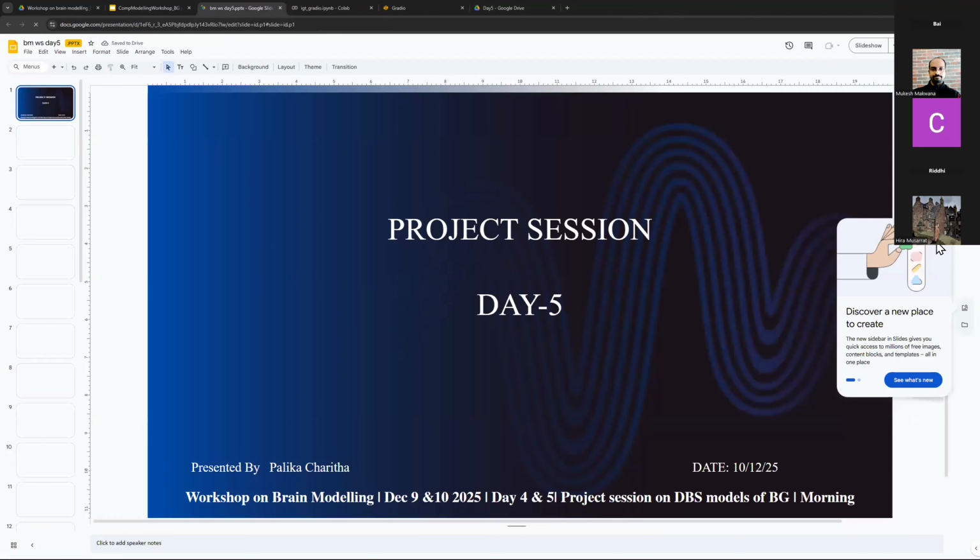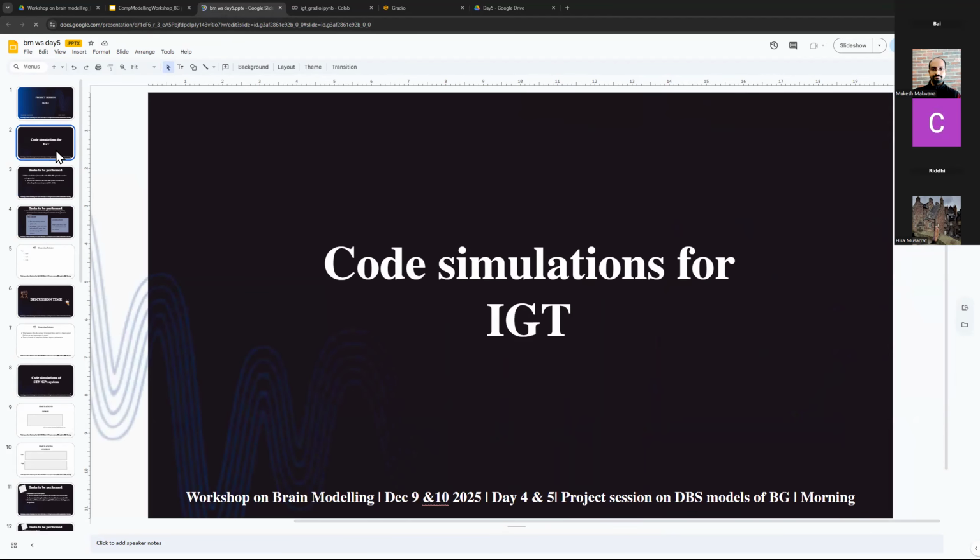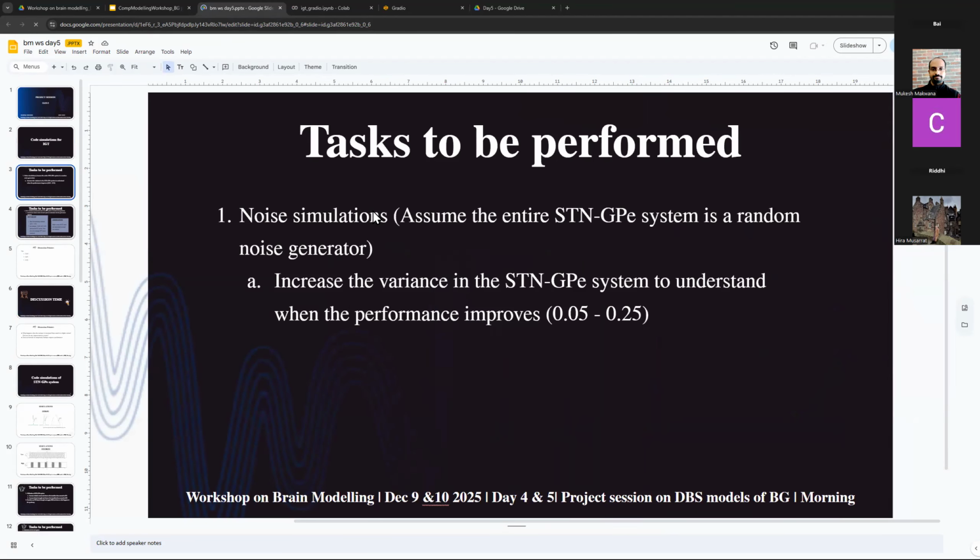Can you go to slide 5? What we will do is run it for different variances like 0.01, 0.05 and so on. We'll enter the fifth bin IGT score in this slide. Is that okay? Just for our reference to see how the values look.